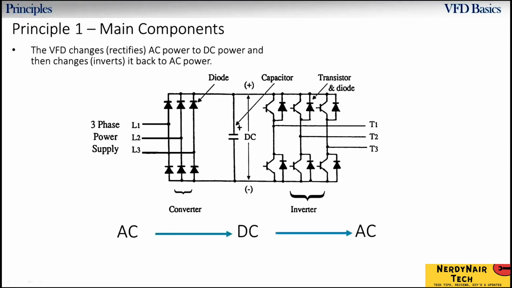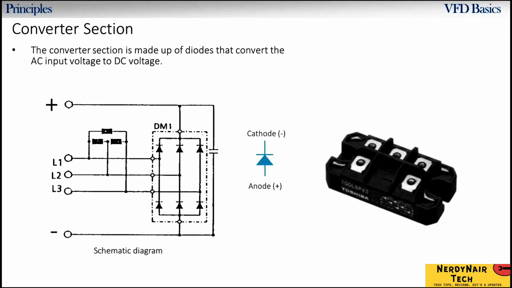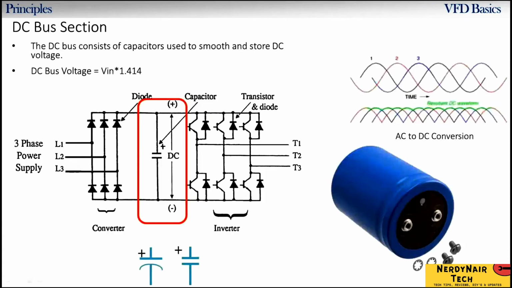Now the whole circuit, the components, the RST or L1, L2, L3, that's your supply input 3-phase, and we are rectifying the AC to DC, then again to AC. Now let's look at the converter section. Now this is made up of diodes, and if you look, it is made up of 6 diodes. This is a 6 pulse drive, 2 pulse for each phase, negative and positive, and we use a rectifier module like this. Now the DC bus section.